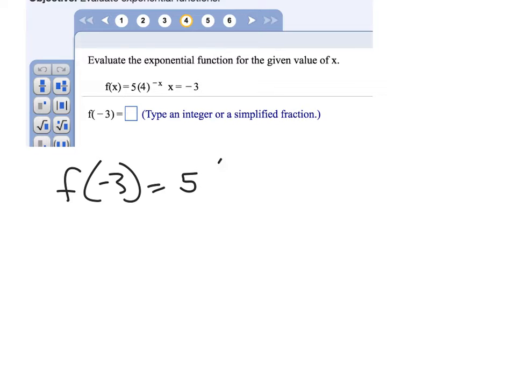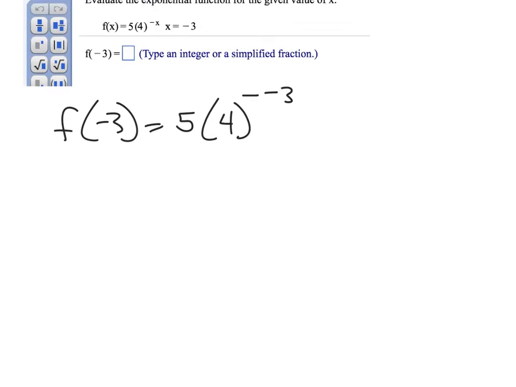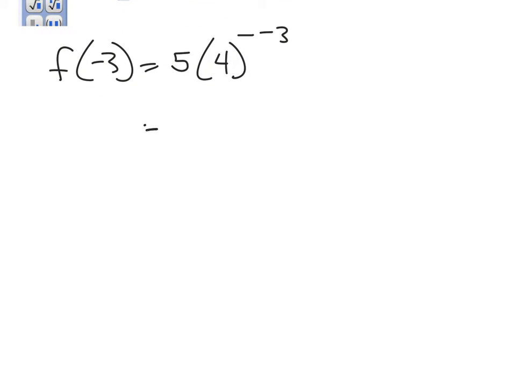So that becomes 5 times 4 raised to the, now here's the thing, that x is already a negative, plus we're going to add in another negative, so it becomes negative 3. I'm going to be explicit about that, because that then becomes 5 times 4 raised to the positive 3rd, because that negative 3 is the same thing as positive 3.